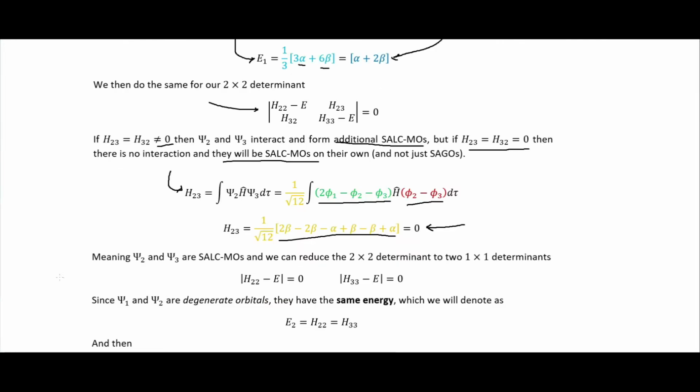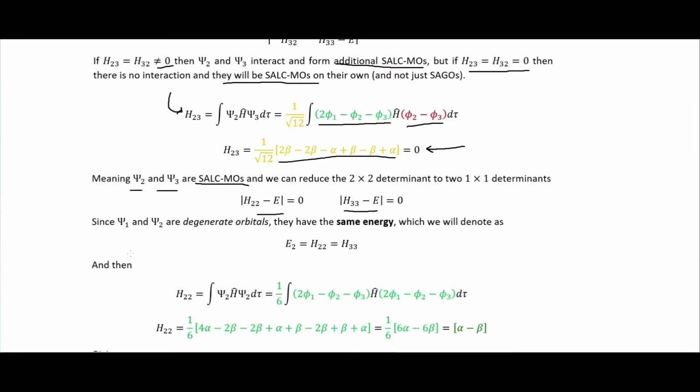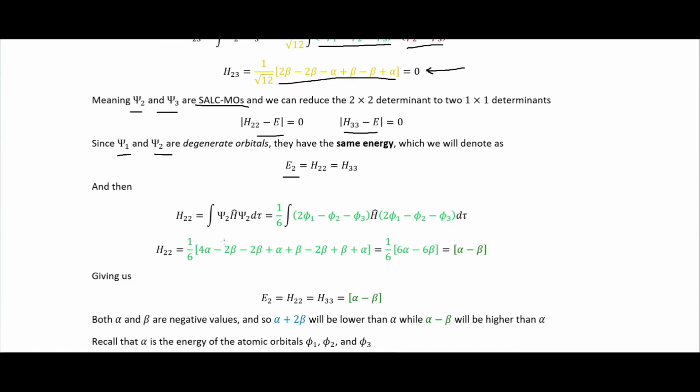And so that means that the C₂ and the C₃ are the SALC MOs. And so we can reduce our 2x2 determinant to two 1x1 determinants. So for the H₂ and the H₃. And since the C₁ and C₂ are degenerate orbitals, they have the same energy, and so we can give both of those the E2 energy here. And so we only have to solve for one of them because the energy will be the same for both.